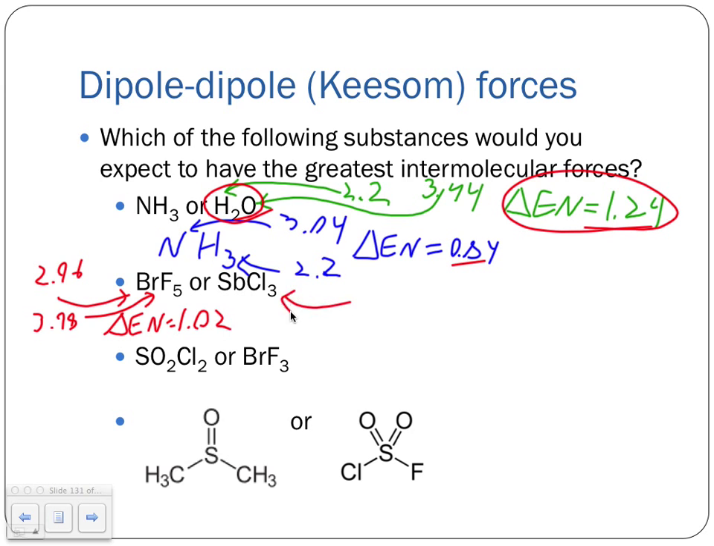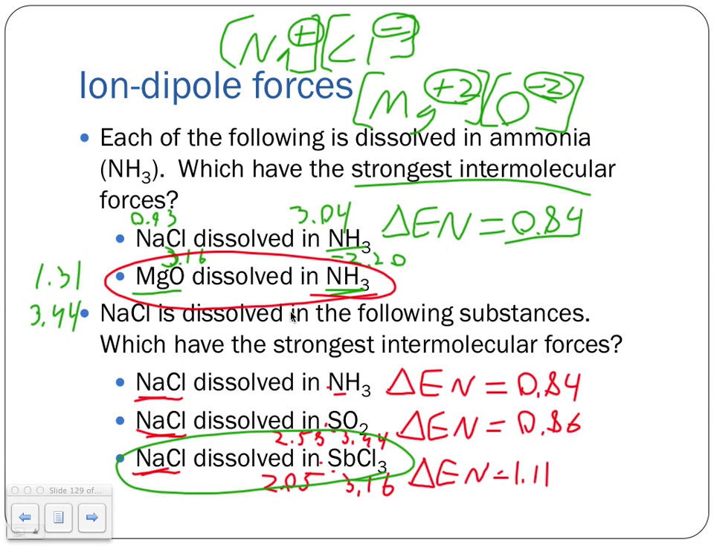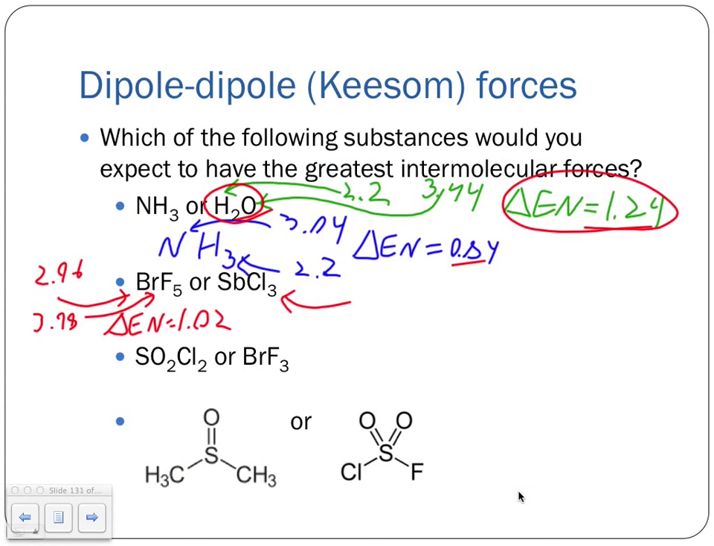For the antimony trichloride, we already figured that out earlier. Let's go back and see if we can find it. Antimony trichloride, we said, was 1.11. We already got that because that was the antimony trichloride. So we'll just go ahead and write that out. So delta electronegativity is equal to 1.11. And of those two, which one is the larger electronegativity difference? This one right here. And so antimony trichloride is going to have a stronger intermolecular force than bromine pentafluoride. Let's try this next one, SO2Cl2 or BrF3.